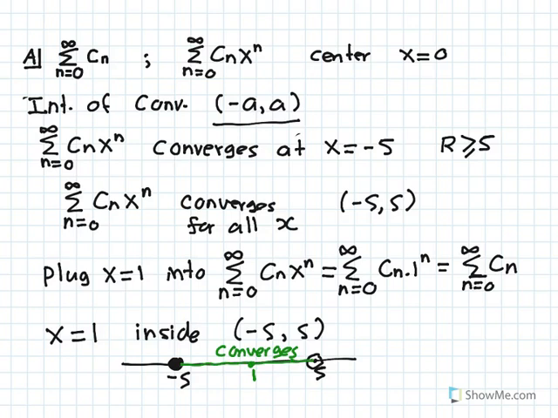And x equals 1 is inside this interval, then of course that means that the summation of c sub n, n equals 0 to infinity, converges. All right, let's look at question B.